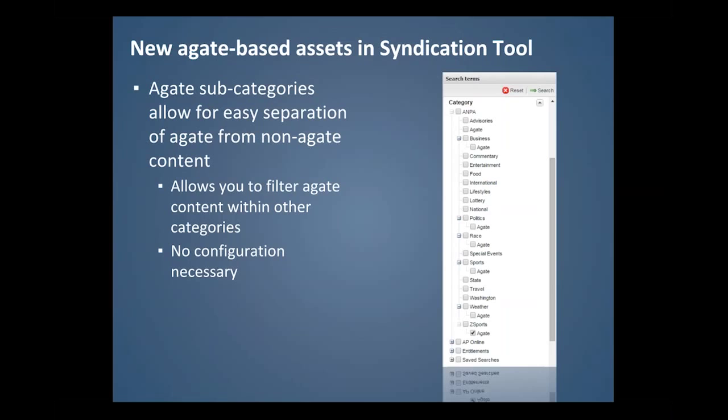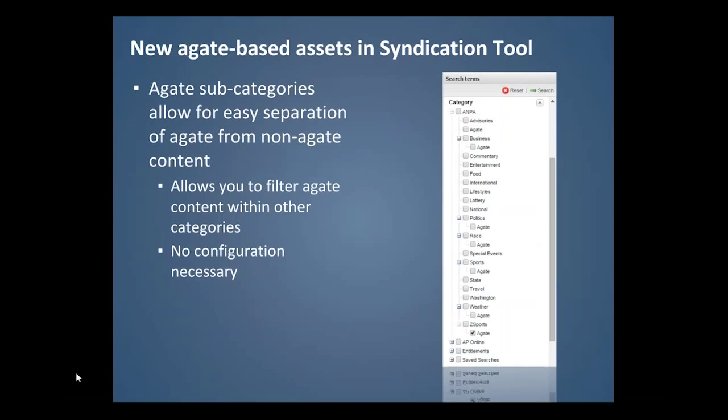Another huge advantage is that when you import an asset that had child photos, it goes ahead and downloads all the child photos at that same time. So one of the problems that we had with the last release, which was preventing some sites from using AP assets and the syndication tool, is that there wasn't a nice way to see the agate assets.